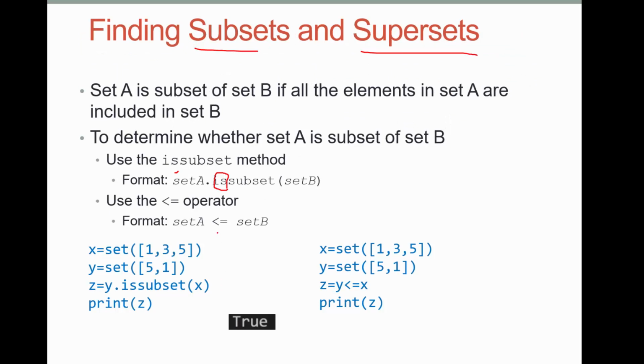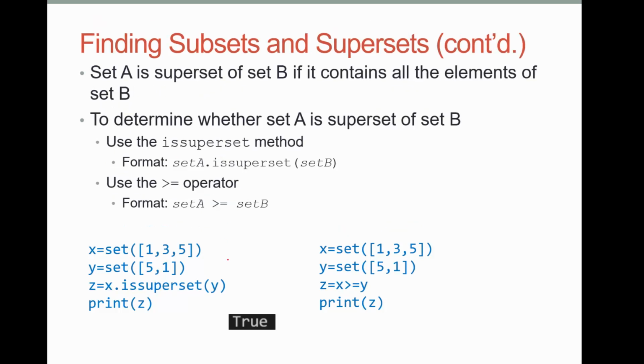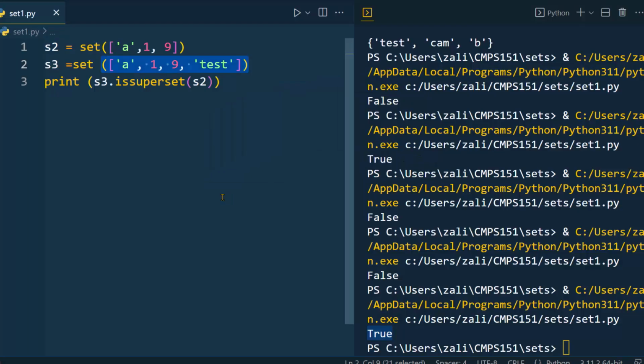For subset, you can use less than or equal. This is much easier. And for superset, you can use greater than or equal. Let's see this in code. S3 greater than or equal S2. The answer is true here because it's a superset. If you want to check for subset, use less than or equal, not greater than. This is false now.